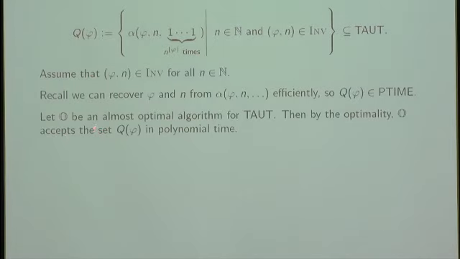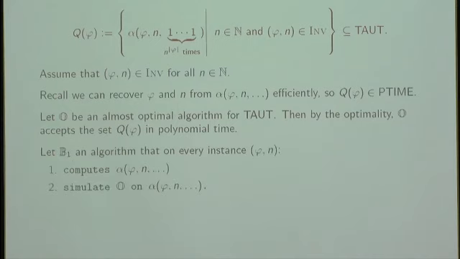Now let's say that we have an almost optimal algorithm O for taut. Then by the optimality, O accepts the set Q phi in polynomial time. Remember, when we introduced this notion of almost optimal algorithm, we said that if there's a polynomial time subset of the tautologies, then this optimal algorithm has to run in polynomial time on this subset too. So this is the reason we can conclude O accepts this set Q phi in polynomial time.